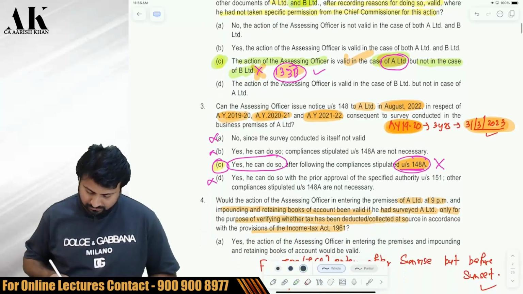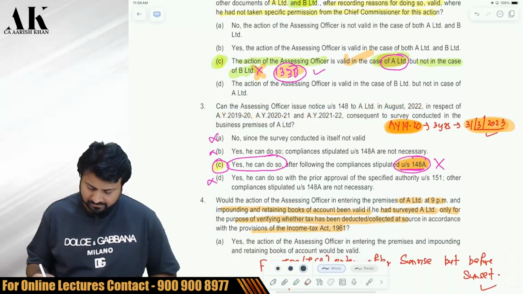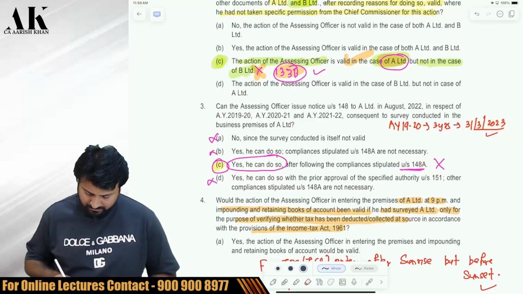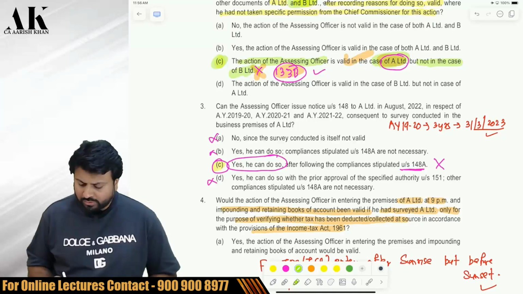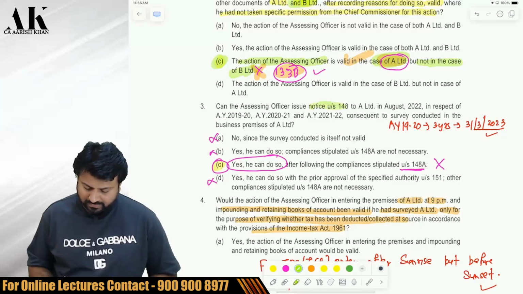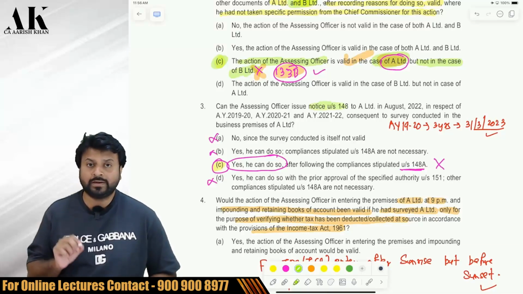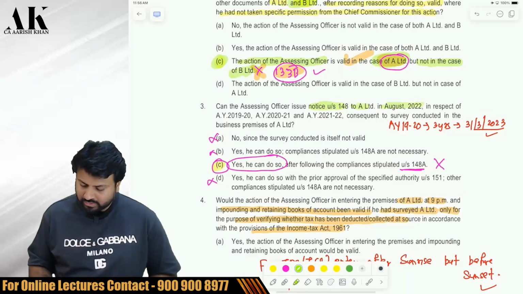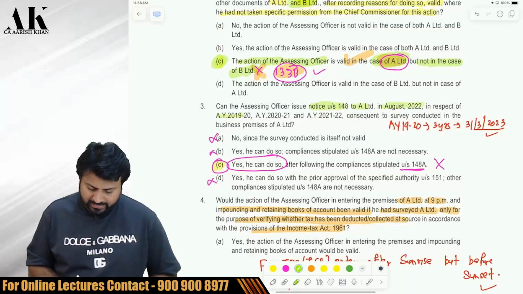Third question. Let's talk about the third question. Now, this question is based on search and seizure. Pay attention, please. Can the AO issue notice under 148? What is the 148 notice? Notice to file ROI, return of income, to A Limited in August 2022, in respect of AY 1920, AY 2021, AY 2122.